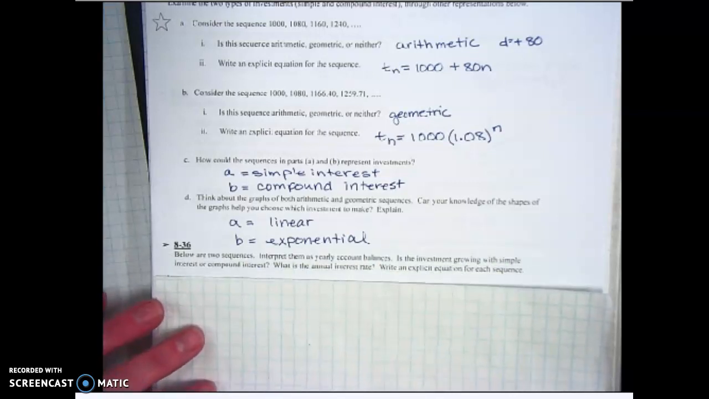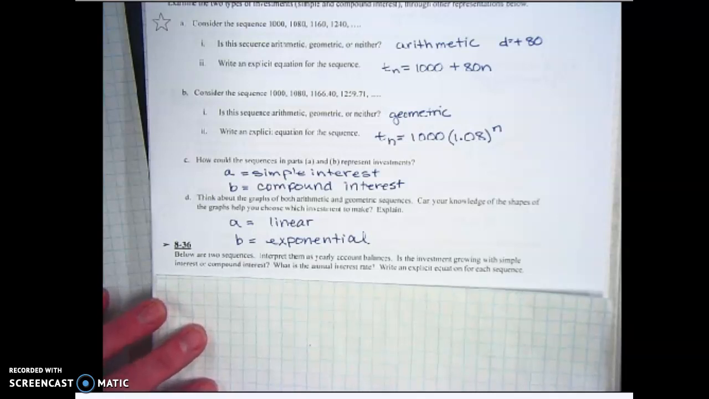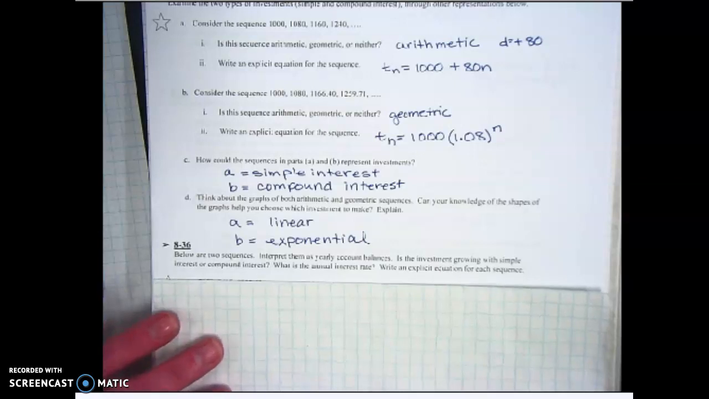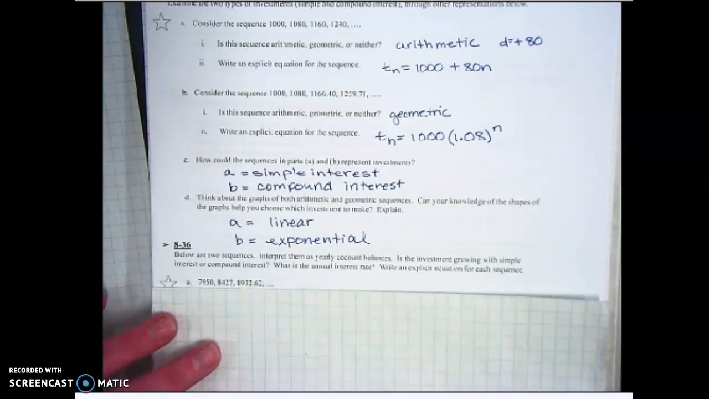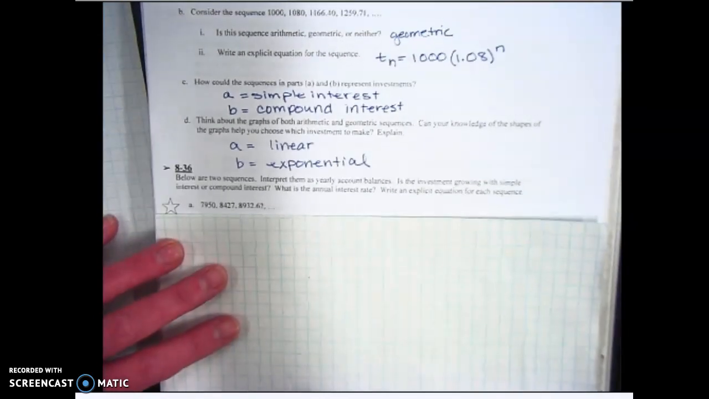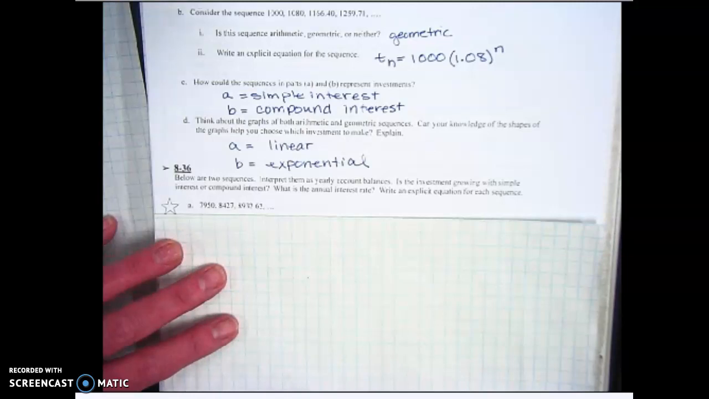Question 36 says, below are two sequences. Interpret them as yearly account balances. Is the investment growing with simple interest or compound interest? What is the annual interest rate? And write an explicit equation for each sequence. So the first sequence is 7,950, 8,427, $8,932.62. Does anybody know what's happening there?